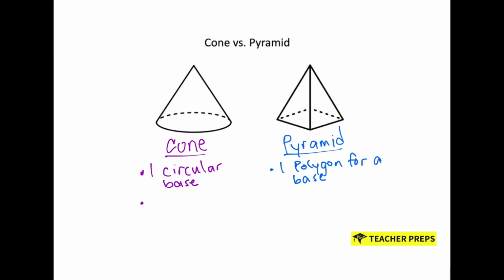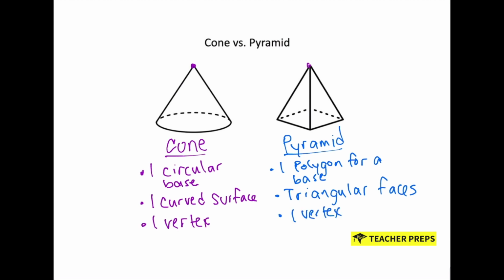What's another difference that you notice? If you notice that the surface of the cone is curved, you're correct. The pyramid, on the other hand, has triangular faces. This is going to be true for every pyramid. And finally, if you notice that we have 1 vertice on each, you're correct. Both of these shapes come to a point.